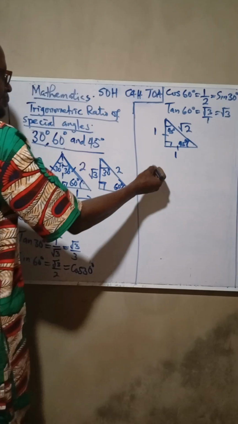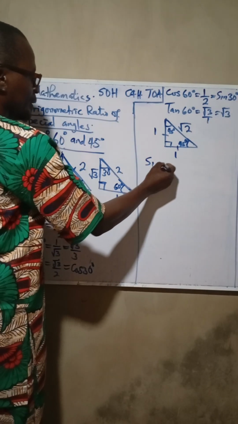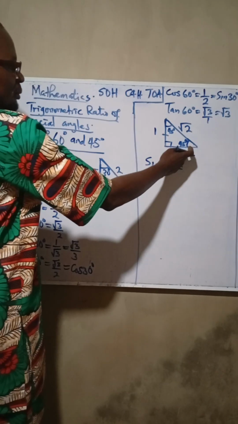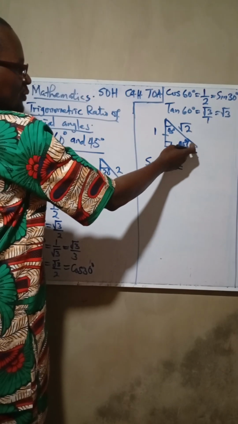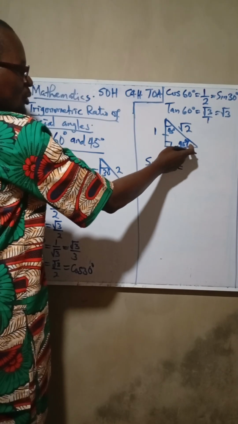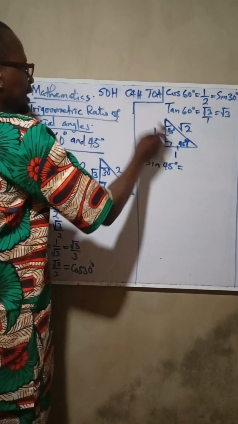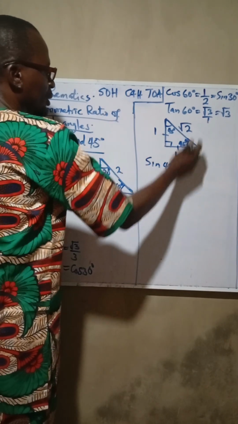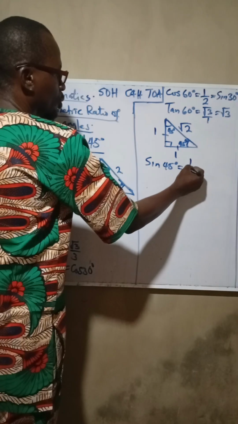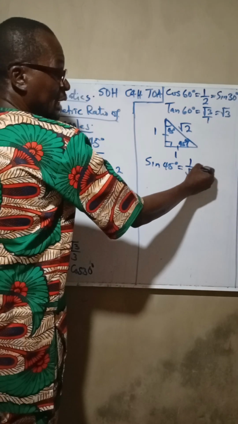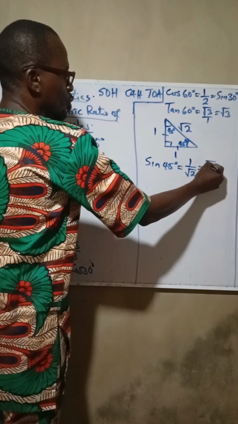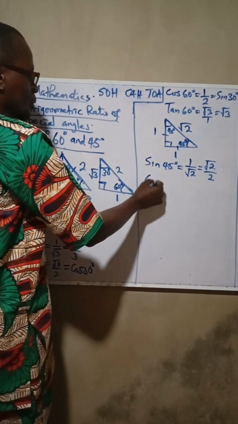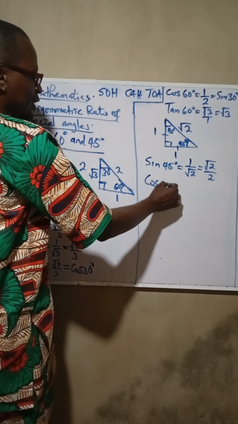So let's find sine 45. Sine 45 degree, we can use any of the triangles. This is 45, this is 45. We can use any one, so I'm using this. What is sine? Sine is opposite over hypotenuse, which means opposite is 1 over root 2. So if we rationalize, this is going to be root 2 over 2. That is that.